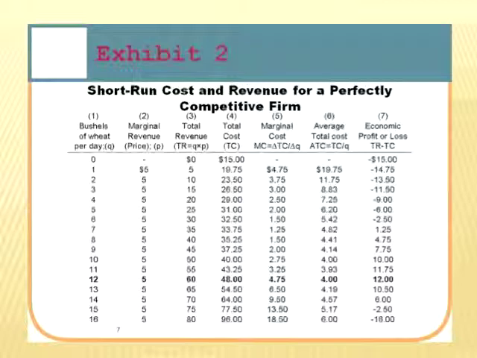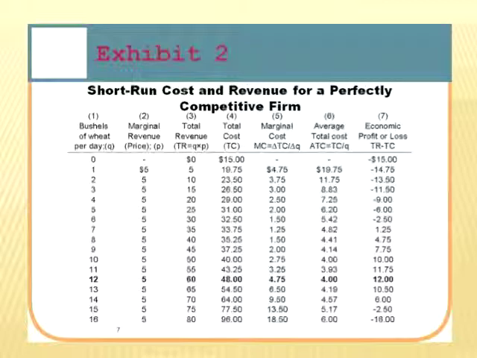Total cost is listed beside that. Notice we have a fixed cost of $15 because we have a cost of $15 even when we do no production whatsoever. We have then the marginal cost, which is the change in total cost. In other words, if you go from 0 to 1, the change in cost goes from 15 to 19.75, so the additional cost is $4.75. That's the number that we're going to want to compare to our marginal revenue number.